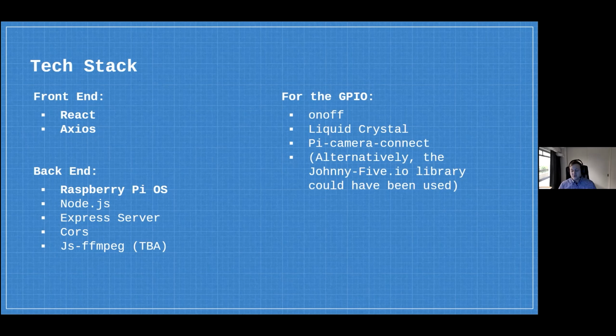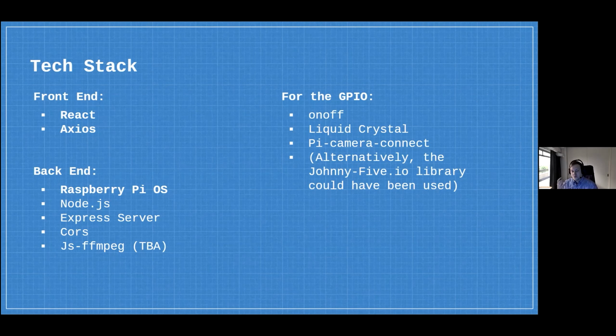For the GPIO itself, I used quite a few different repositories and libraries that I found on GitHub. First, onoff to work with a general GPIO interface and trigger the LEDs. Liquid Crystal is there to handle the LCD screen. And the Pi Camera Connect is, of course, obvious, to access the Raspberry Pi camera.